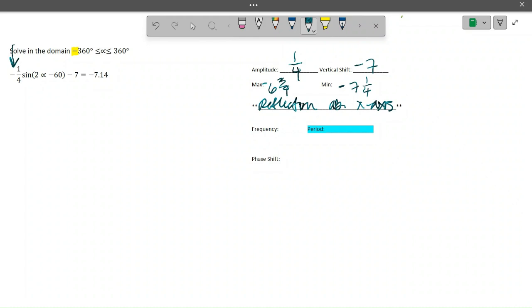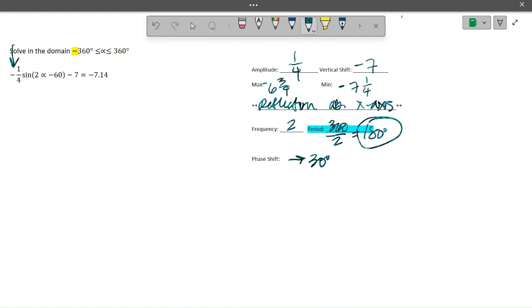And then our frequency is 2. That means our period is 360 degrees divided by 2, which is 180 degrees. So this is going to be really important for us. And our phase shift, if I figure out what alpha has to be within the parentheses to make what's in the parentheses 0, I get 30 degrees. 30 is positive. Positive moves our graph to the right 30 degrees.